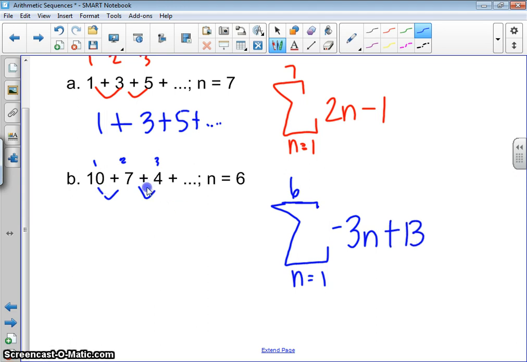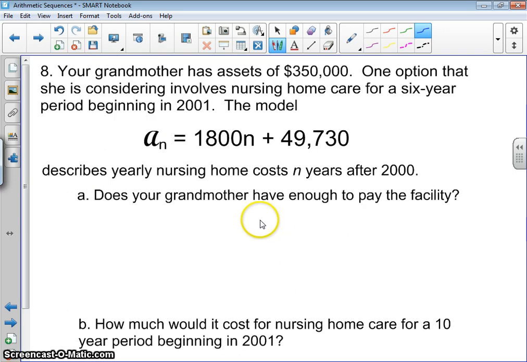Let's check this and make sure that it's correct. So then 2 times negative 3 would be negative 6. And so then negative 6 plus 13 would give me 7. 3 times negative 3 is negative 9. Negative 9 plus 13 would give me 4, so this is right. So this is my summation form. Alright, let's do one example of a word problem for sums, and then I'll give you some problems to try.